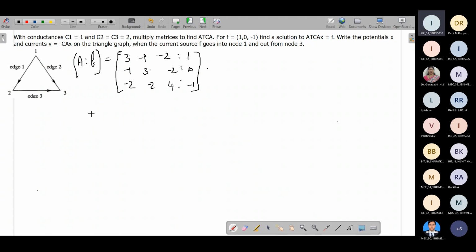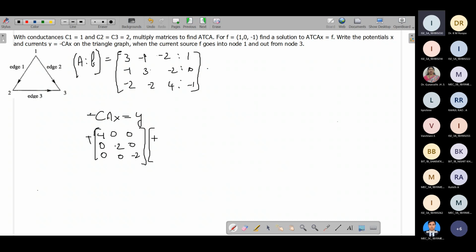Ohm's law is already given in the question, as minus CAx. Sometimes they will not give it in the question, so you should remember the equation. So y is equal to minus the conductance matrix times Ax. We formed the equation, so it is the negative of that matrix. The principal diagonal values are the conductances, so it is -1, 0, 0, then 0, -2, 0, and 0, 0, -2.